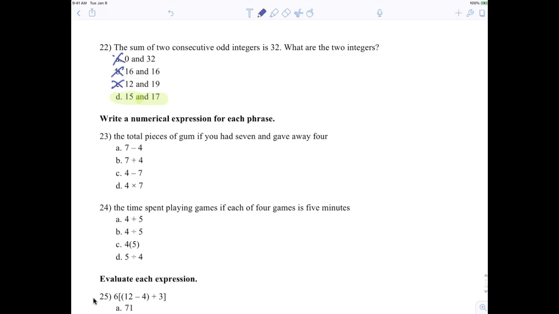Even if you don't know how to do the problem, the best thing to do is try to eliminate possibilities. And then before you know it, you know what the answer is. You may not have even understood the question. All right? So that's a good technique.